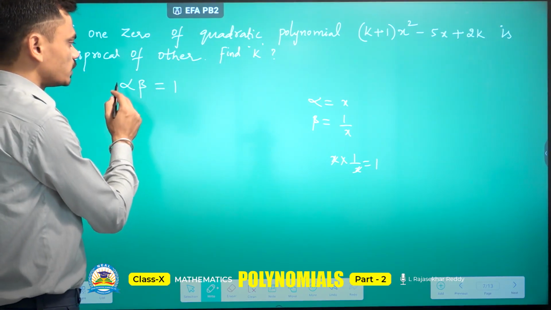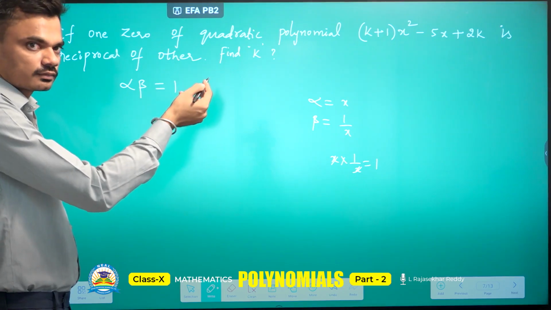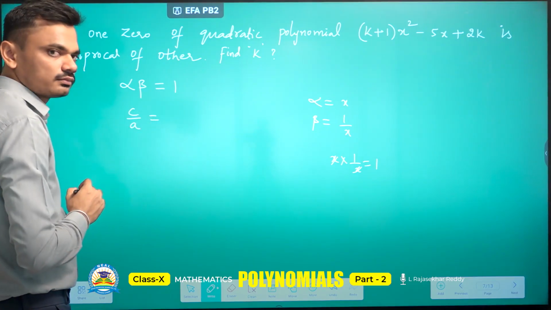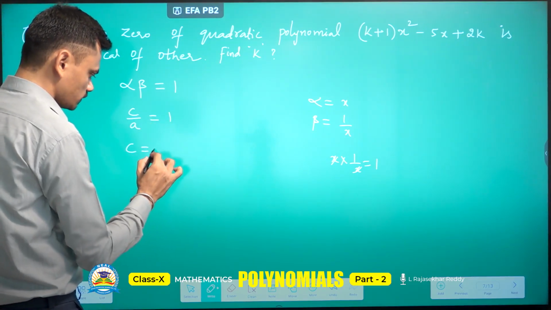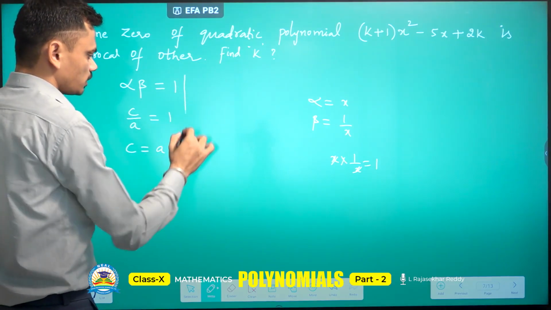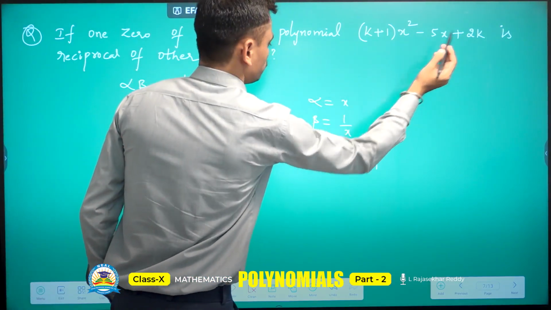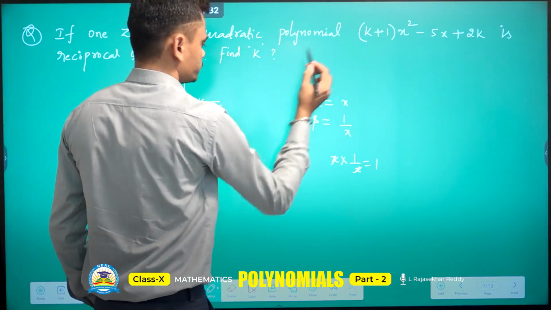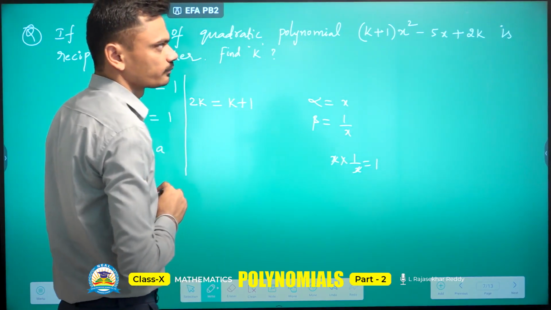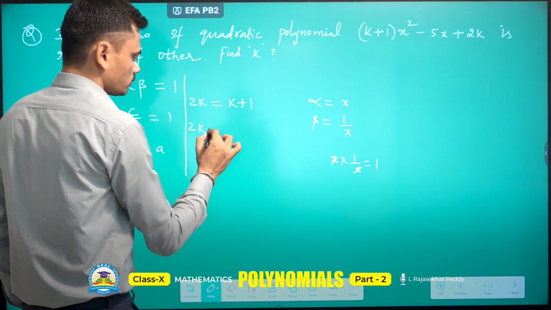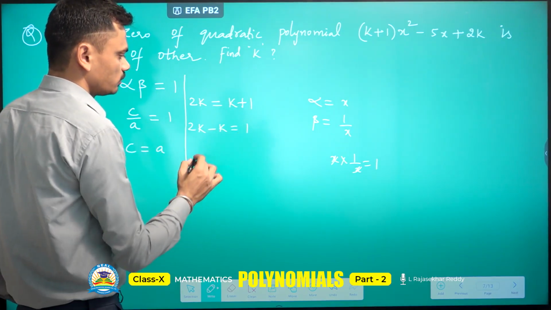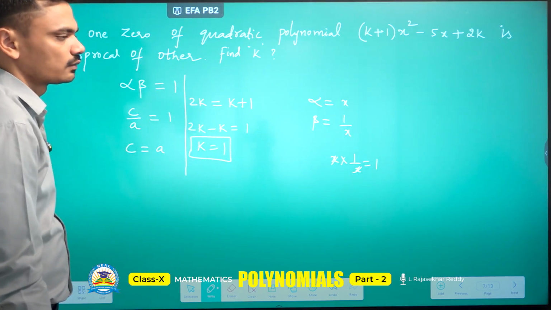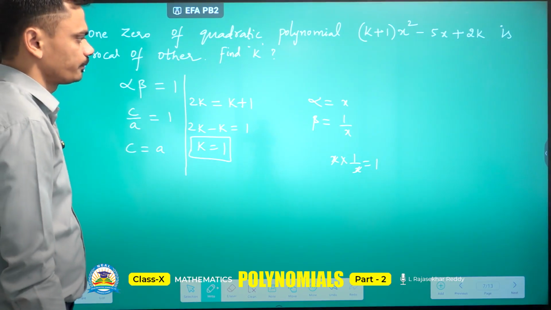We can take this condition when one zero should be the reciprocal of the other. Now we know the condition alpha into beta is equal to c by a, that is 1. So c equal to a. Okay. Now here take c value 2k, the constant, is equal to a, the x square coefficient, k plus 1. 2k minus k is equal to 1, then k is equal to 1. k value is 1. Okay.